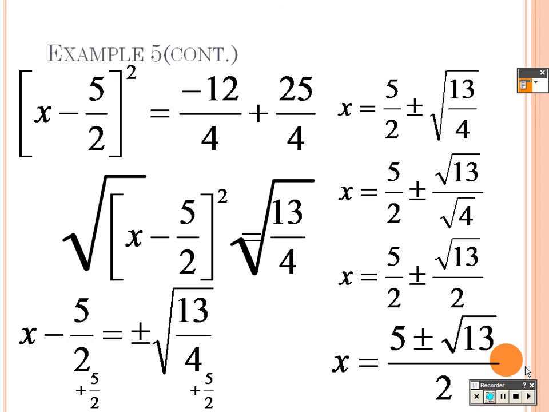So if you wanted to, you could do the quadratic formula and you would get the same exact answer, or you could complete the squares and not even worry about the quadratic formula at all. They both work the same.